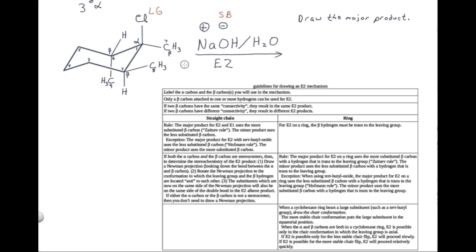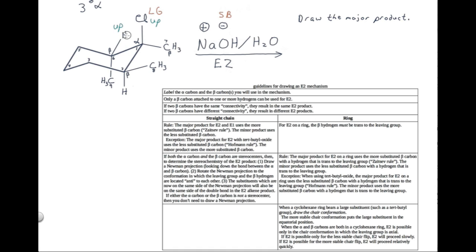So which beta hydrogen are we going to use? Well, remember that on a ring, the beta hydrogen has to be trans to the leaving group. And do you see that that eliminates carbon 6? Notice that this hydrogen is cis to the leaving group, which means that it's not a candidate. Notice here that this chlorine is pointing up, and this hydrogen is also pointing up. That means they're both on the same side of the ring, so they're cis to each other. But we've learned that the beta hydrogen must be trans, not cis. So we can eliminate this hydrogen as a candidate.